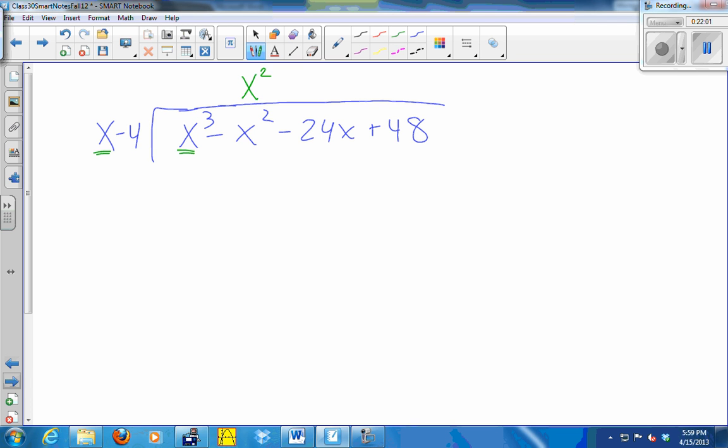All right. Now I do the same thing as I did with long division with numbers. I take my x squared and I multiply it times this divisor. So you do x squared times x, which gives you x cubed, and x squared times negative 4, which gives you negative 4x squared. So you multiply that x squared times the whole divisor. Then you subtract.